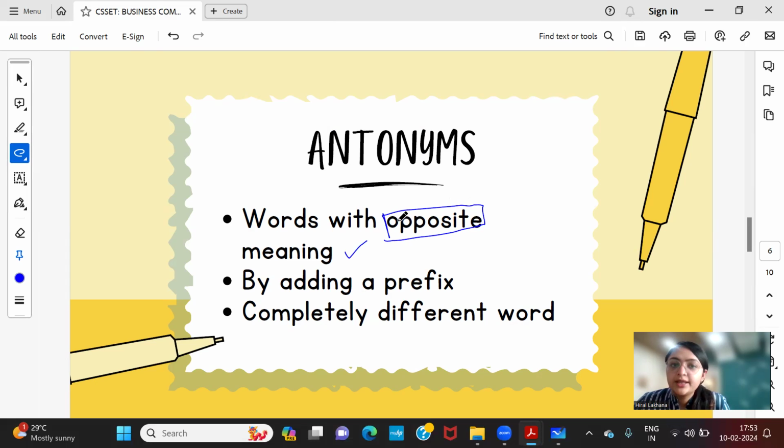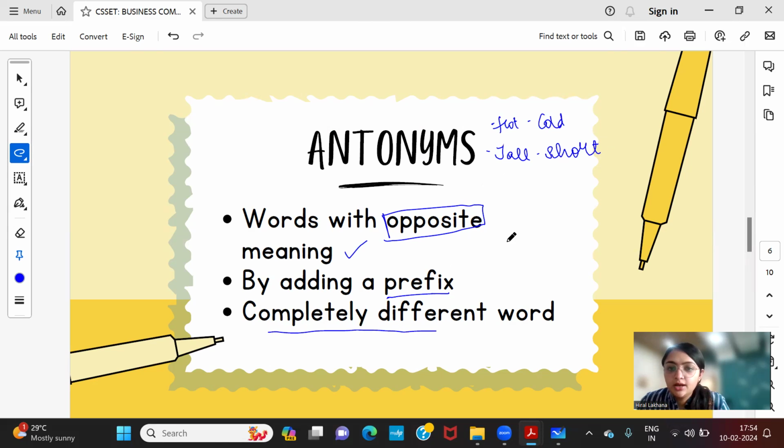So now, very basic examples would be hot, cold, tall, short. So these are very basic examples that we can give for antonyms. Now, there are two ways in which antonyms can be formed. So one can be either in the form of adding a prefix to the word to give the opposite meaning, or it can be a completely different word.